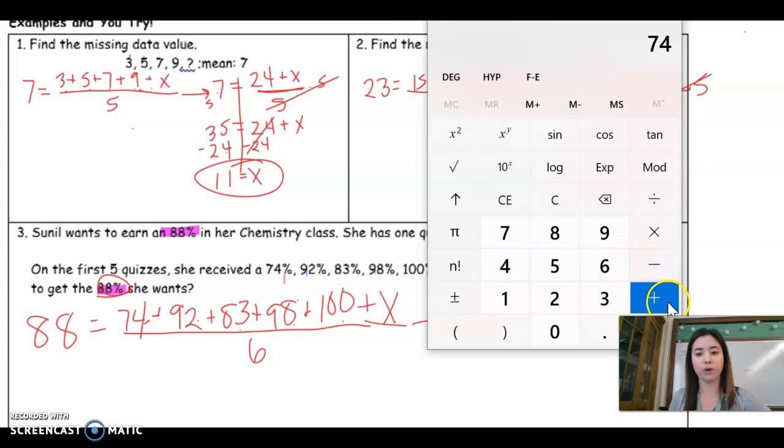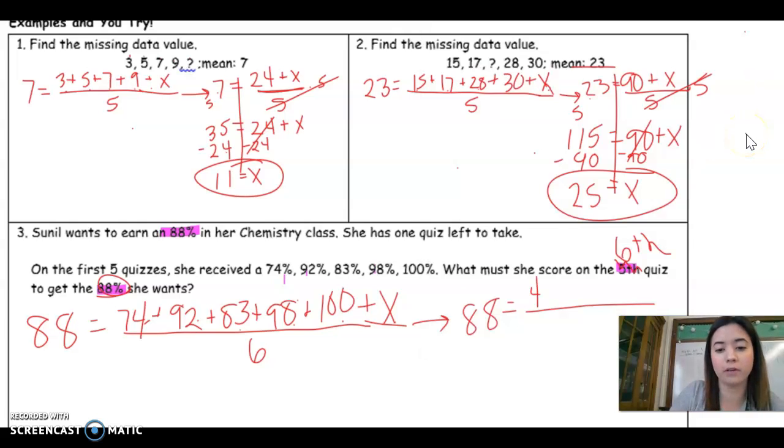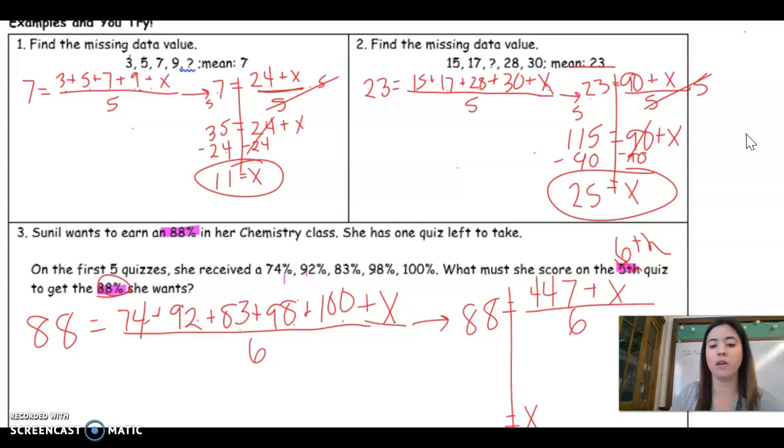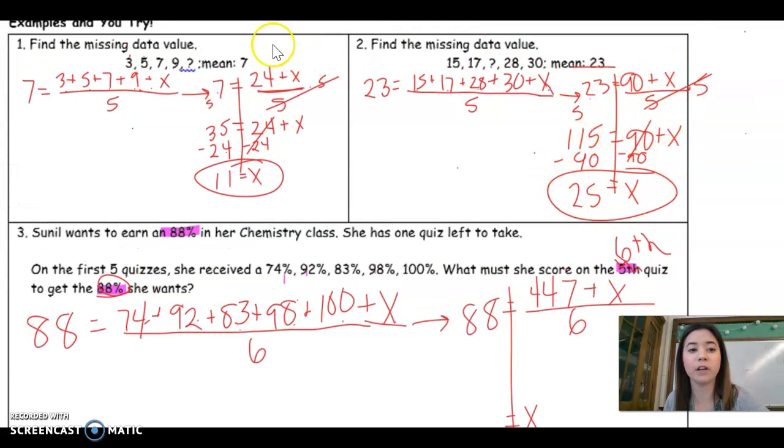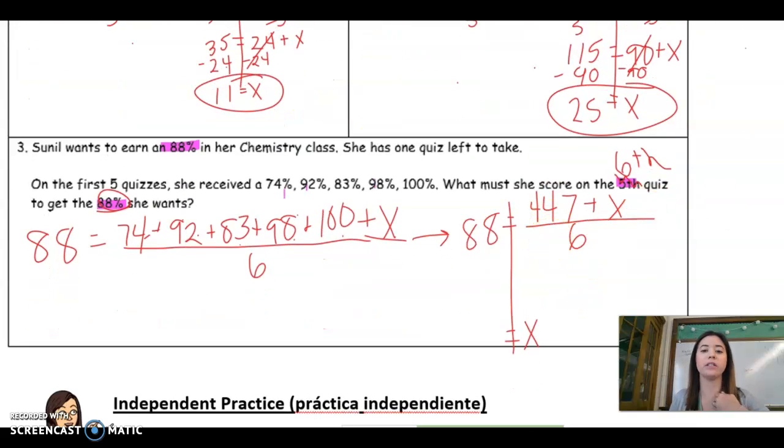Okay, so we have 74 plus 92 plus 83 plus 98 plus 100. That's 447 plus x divided by 6. Okay, now go ahead and try to solve for x. Again, same exact steps here and here. Give it a shot. See if you can find what x is, and then unpause me when you're ready.